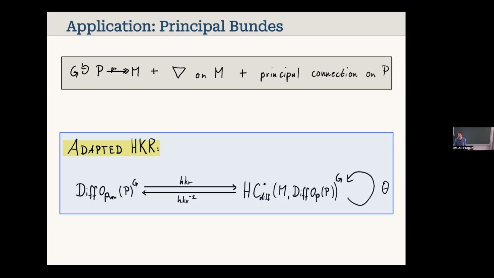Maybe I can start with one. Sure. So for this last example here, what do you mean exactly by deformation of a principal bundle? Like we deform everything?